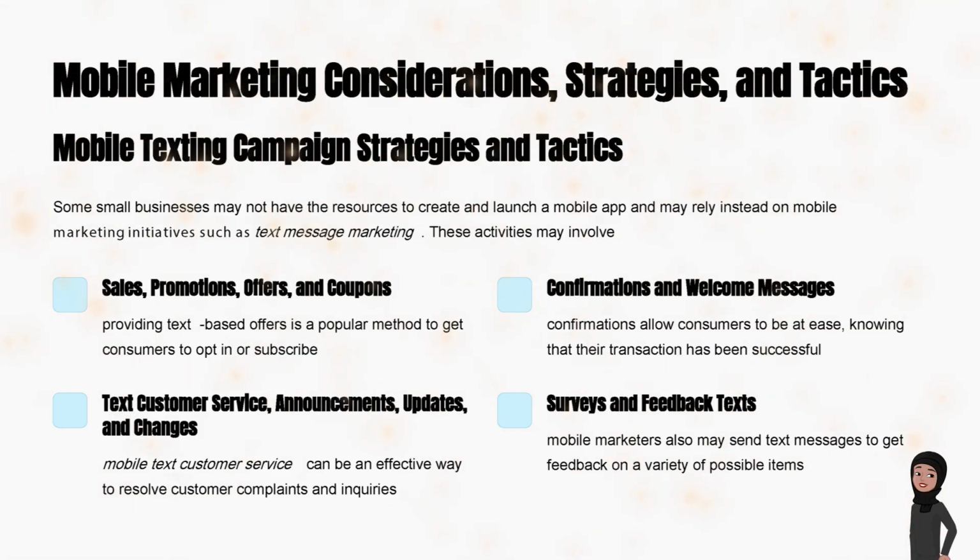They can also be used for confirmations and welcome messages, helping customers feel confident that a transaction or sign-up was successful. In addition, text-based customer service can support inquiries, complaints, announcements, updates, and changes. Finally, surveys and feedback texts give marketers a quick way to collect customer input. The key point is that texting is flexible. It can support acquisition, service, communication, and feedback, all through a simple mobile channel.